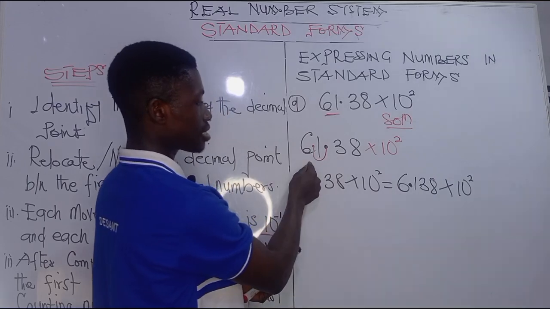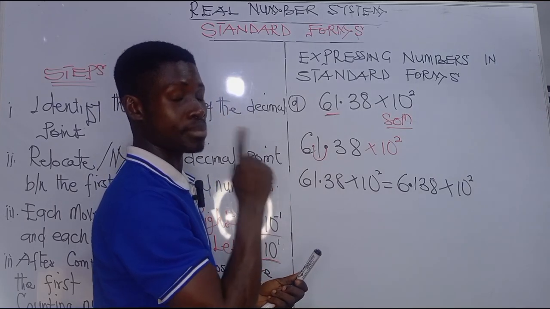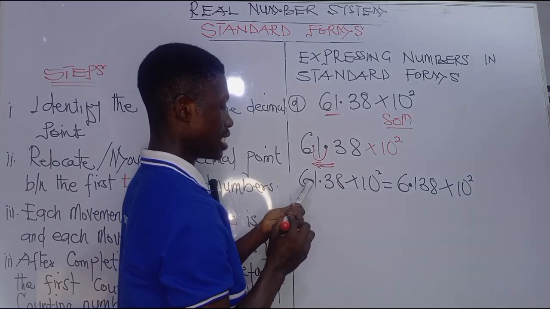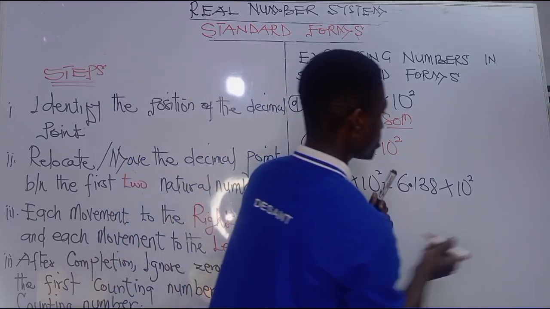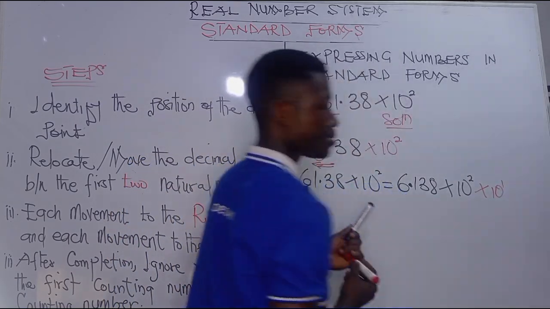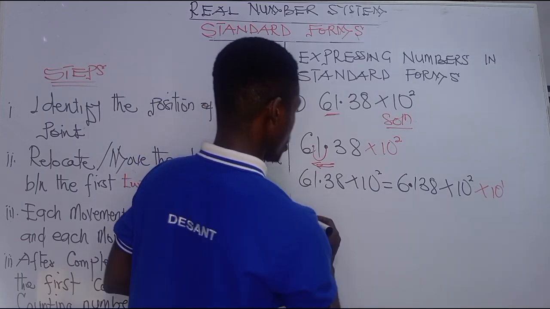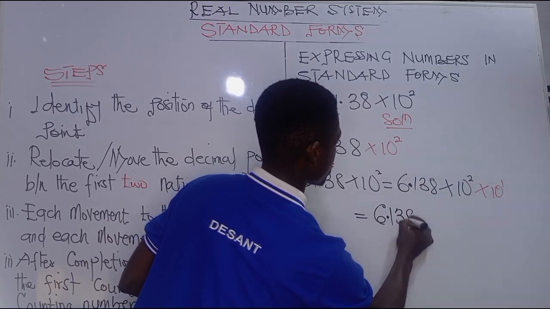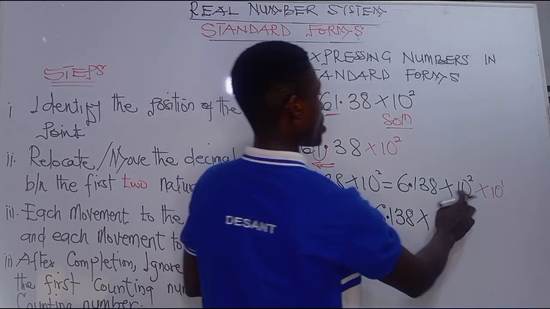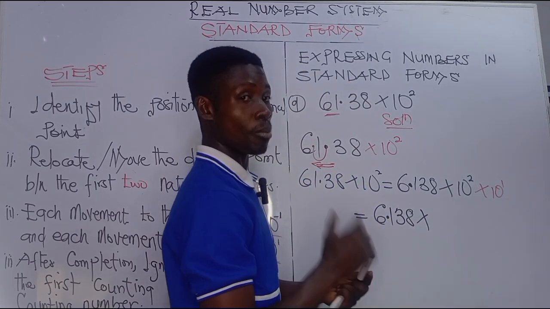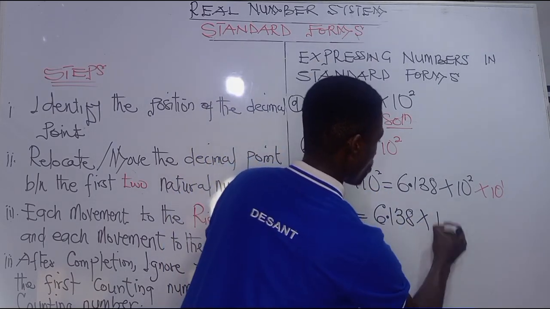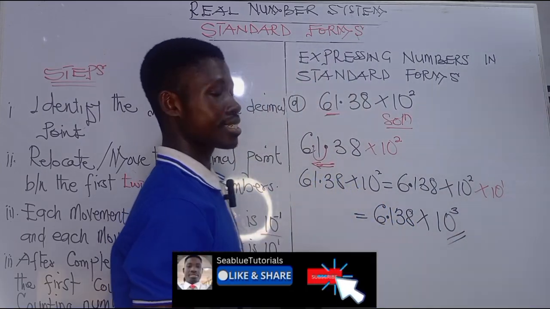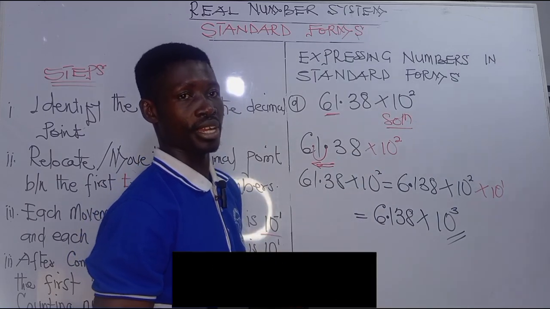Now each movement to the left is what? Times 10 power 1. So we moved to the left. So the movement is to the left. And each movement to the left is what? Times 10 power 1. So we are going to have 6.138 times, now when two numbers are multiplying and the bases are the same, we pick one of the bases, we add their exponent. 2 plus 1 will give us 3. And this is the standard form for this very number.